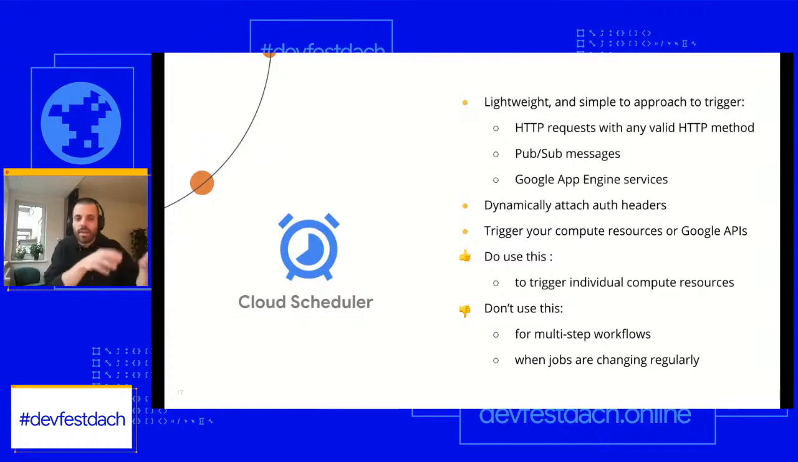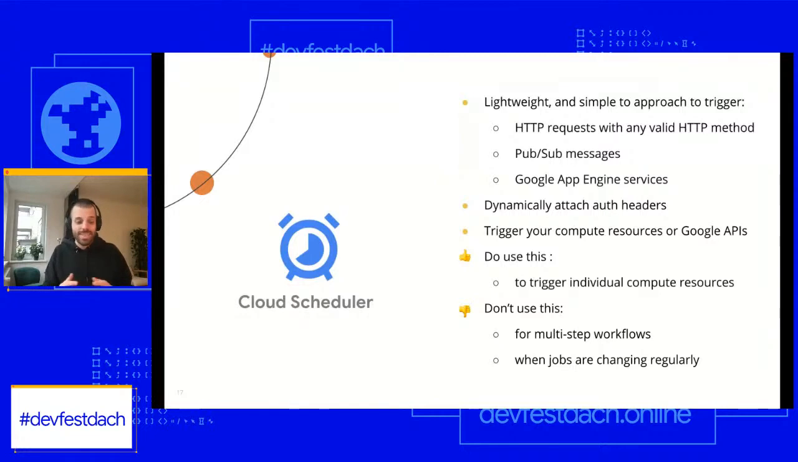You load it, then 10 minutes later, you have the next one, and 10 minutes later, you have the next one. You step in your workflow. But there's no dependency between these 3, right? So if the first one fails, the second and third one is still going to try to execute. And also, there's no retrying logic or something like that on Cloud Scheduler. So don't use this for multi-step workflows, or also don't use this when jobs are changing regularly.